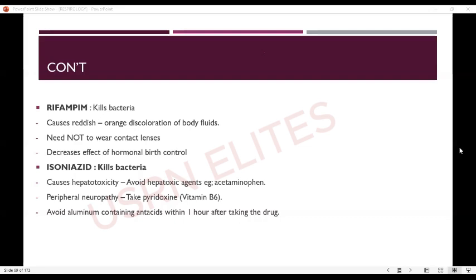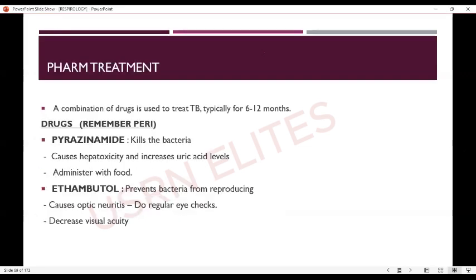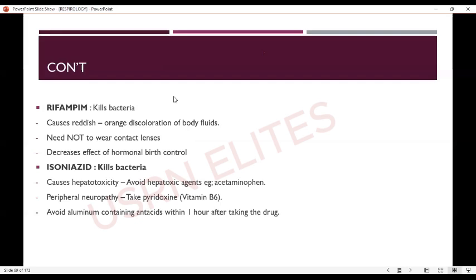Okay, good. So that is that for the TB drugs, and I'm sure we are following well. These are things you should just know for the NCLEX. Please take notes. Ethambutol causes what? Optic neuritis. It destroys the optic nerve, and then you must do regular eye checks. That is that for ethambutol, right? So just remember PERI. P for pyrazinamide, E for ethambutol, R for rifampicin, and then I for isoniazid. We are good to go, right?